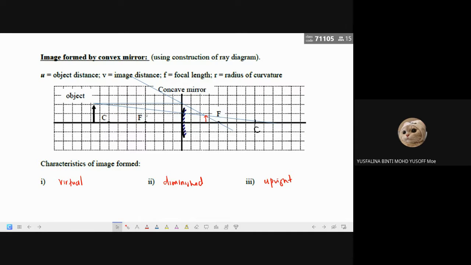The way to draw is the same, and the characteristic of the image will also be the same. So from here, reflected back. And this one you just make the line longer until it passes through the F. And another one from here goes straight to C. So this will be the image.